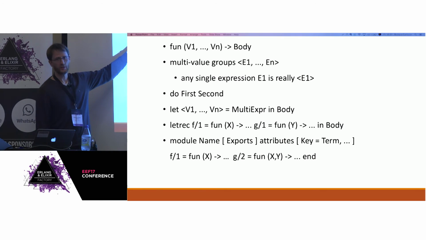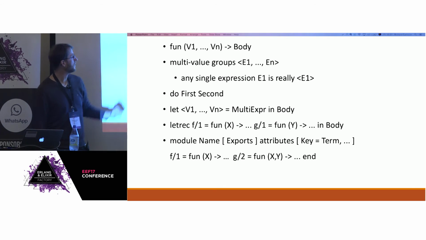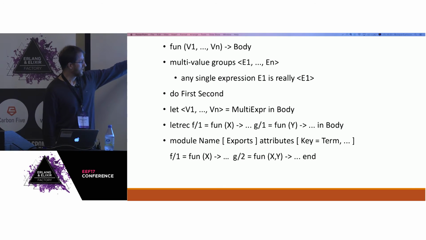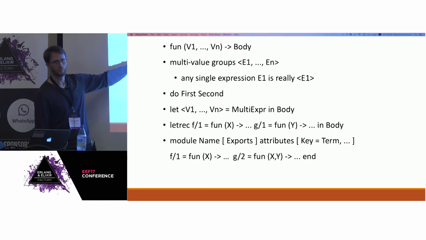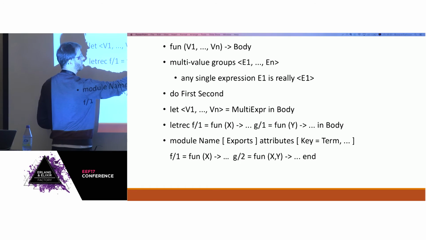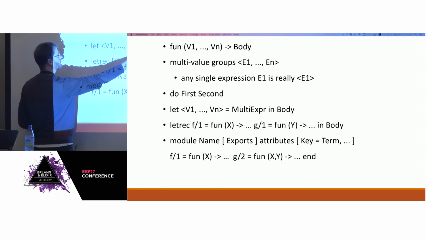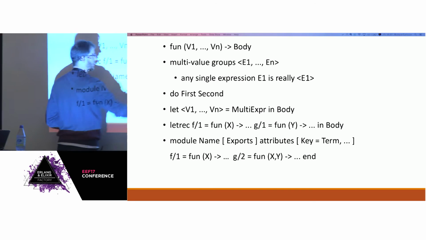There's explicit sequencing. You can say first evaluate this and then evaluate that. And there are let expressions. And here's where you see that you can use these multiple bindings. If you have an expression here that returns multiple values, you bind those multiple values to corresponding variables and use that in the body.